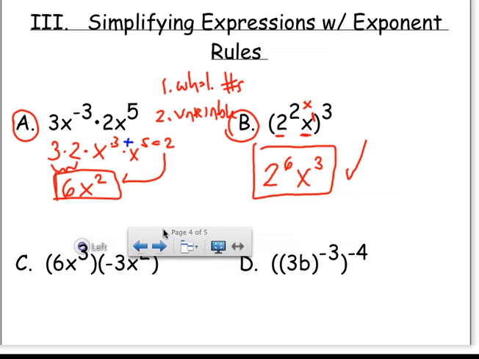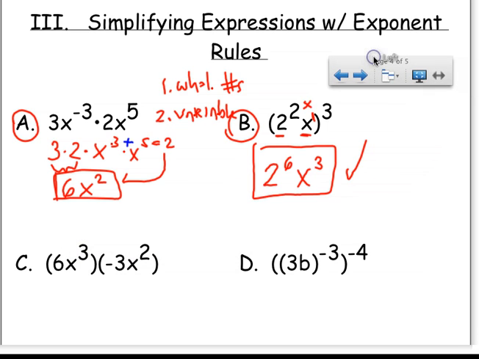Okay, for guided practice, I'd like you to try C and D. Press play when you're ready to check your answer. Okay, you've tried C and D, so now it's time to check.